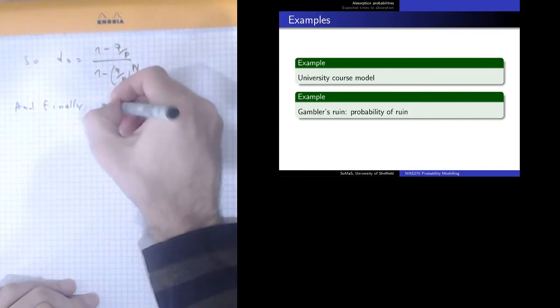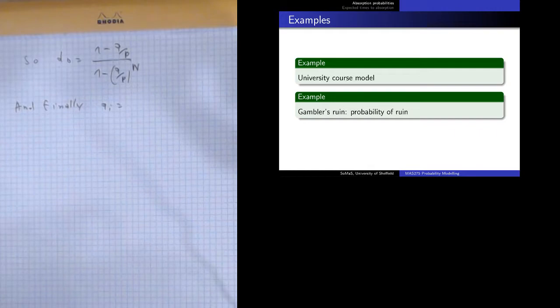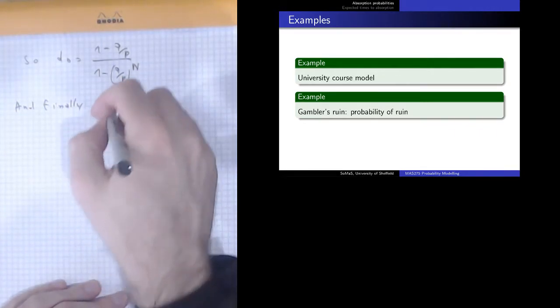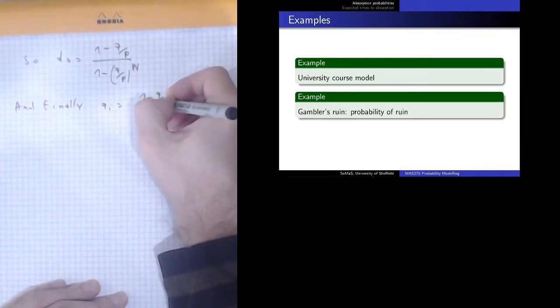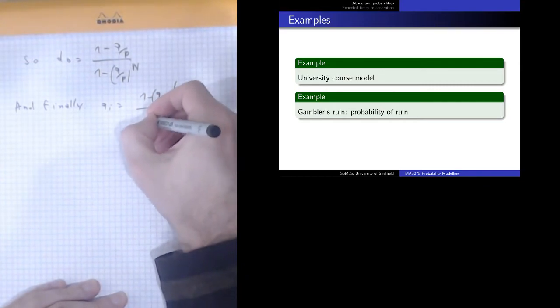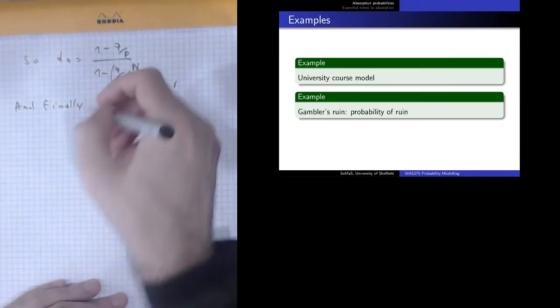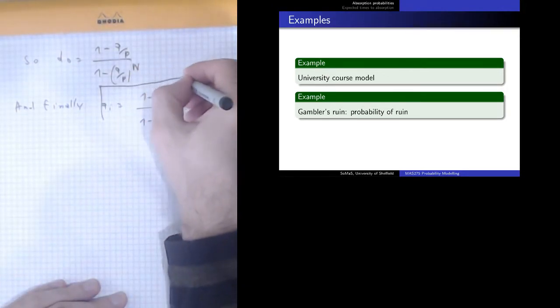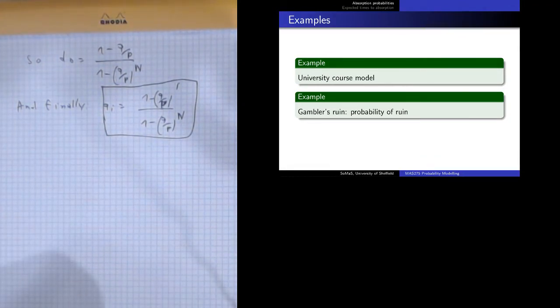Q_i is, so just put the d0 back inside, and we get Q_i is equal to (1 minus (q over p) to the power i) divided by (1 minus (q over p) to the power capital N). And this is the answer. Well, this is the answer when q is different from p.